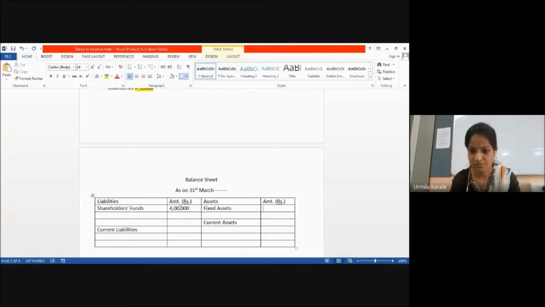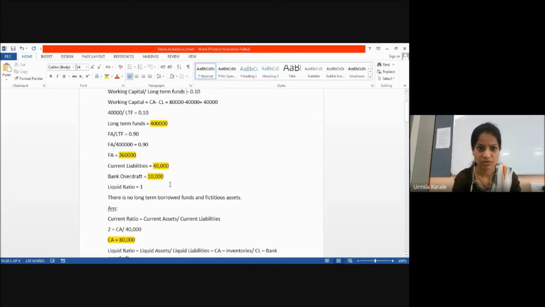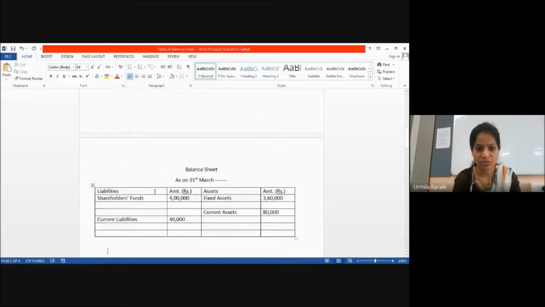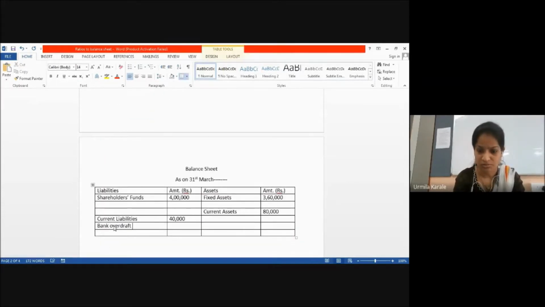Then fixed assets 3,60,000. Current assets are 80,000. Current liability is 40,000. Now what else is given? Just check. Overdraft we have. Overdraft is a part of current liability, so we are going to show it under current liability यहाँ पे, bank overdraft, which amounts to 10,000. I'm writing it in another column only because current liability will include this also, right? Out of your current liability, which amounts to 40,000, overdraft you know separately, so we have shown overdraft separately.